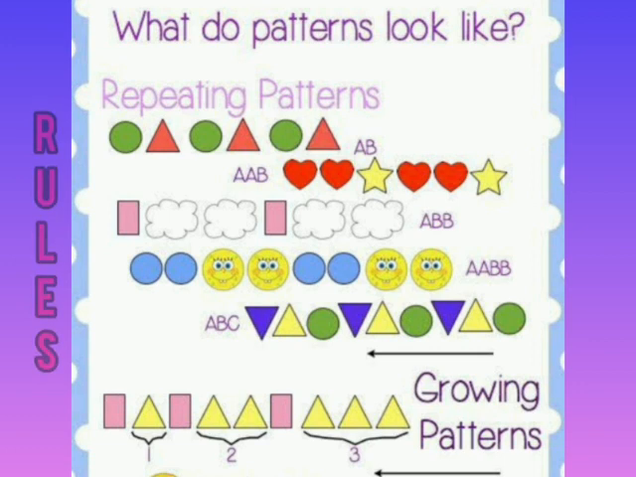Like in the last one, we have a rectangle, a triangle, a rectangle, but this time we have got two triangles, then a rectangle, and now we have three triangles. So what do we observe, students? Earlier we had one triangle, then two triangles, and now three triangles. So this pattern is having a rule of growing patterns.